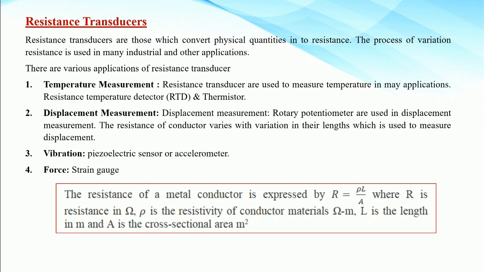The translation and rotational potentiometer, which works on the basis of the change in the value of resistance with change in length of the conductor, can be used for the measurement of translational or rotary displacement.